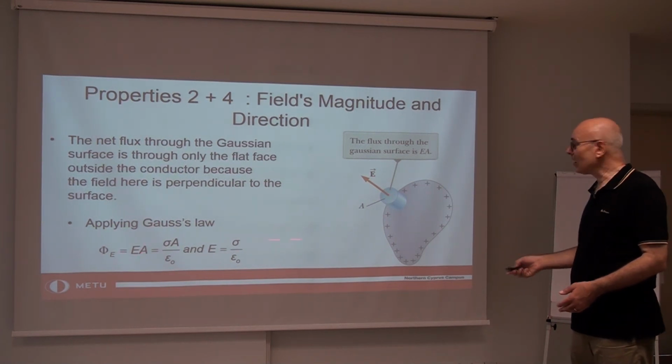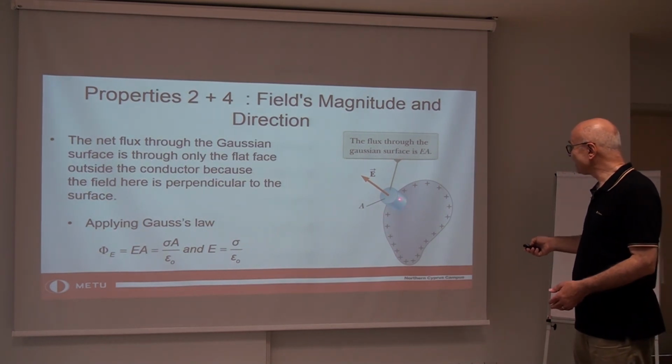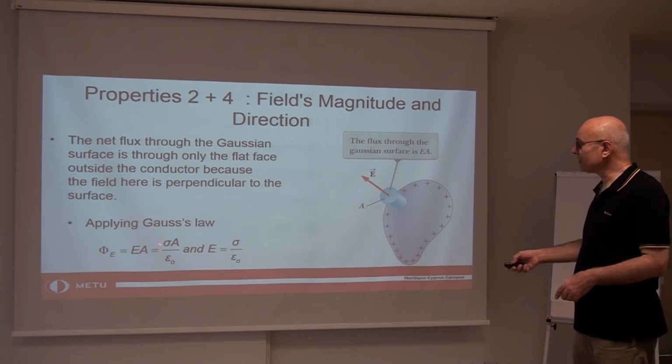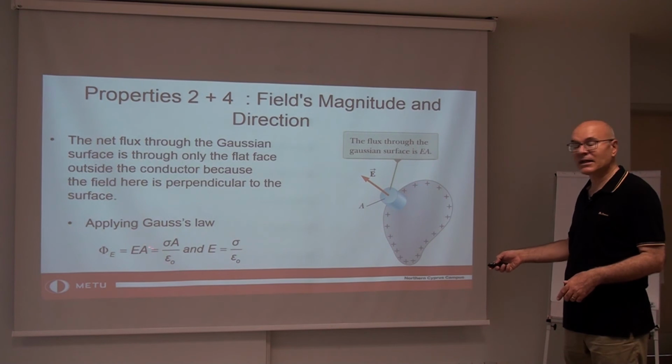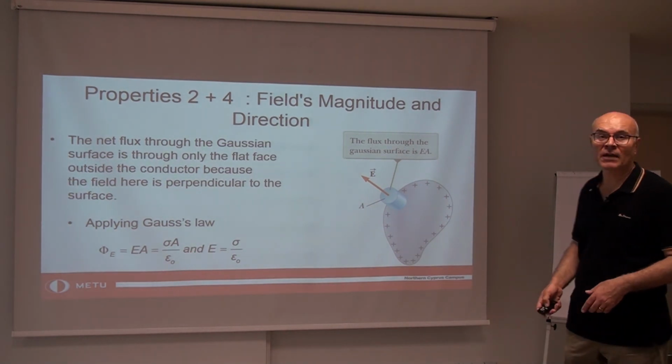And what is this equal to? It's equal to the charge enclosed. What is the charge enclosed? It is the charge on a disk that cuts the surface of the conductor, which is equal to the charge density multiplied by A, divided by epsilon naught, and from which you get E equals sigma over epsilon naught.